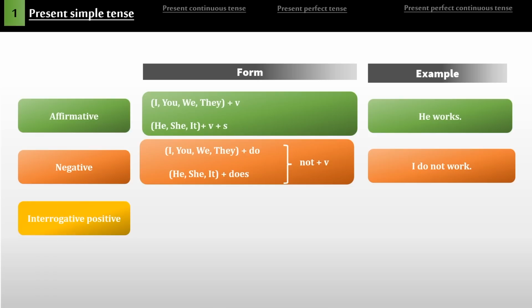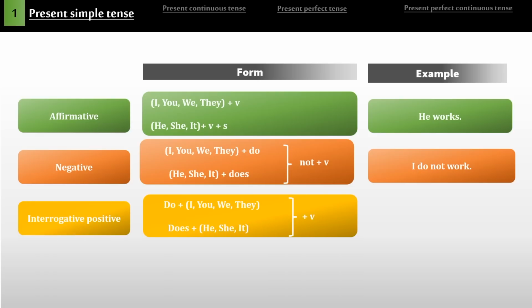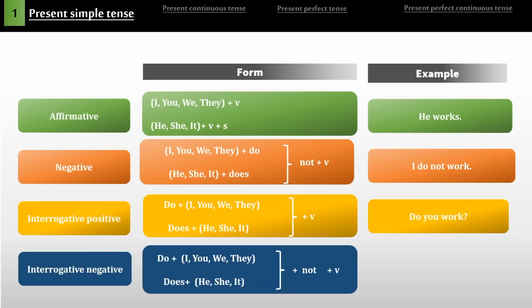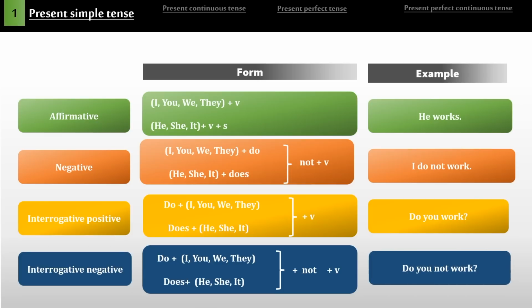Interrogative sentence. Helping verb, do or does, is placed at the beginning of a sentence. We use does for the third person singular, she, he, or it, and do for I, you, we, or they. Example: do you work? Interrogative negative sentence. Do plus I, you, we, or they plus not plus verb, and does plus he, she, or it plus not plus verb. Example: do you not work?